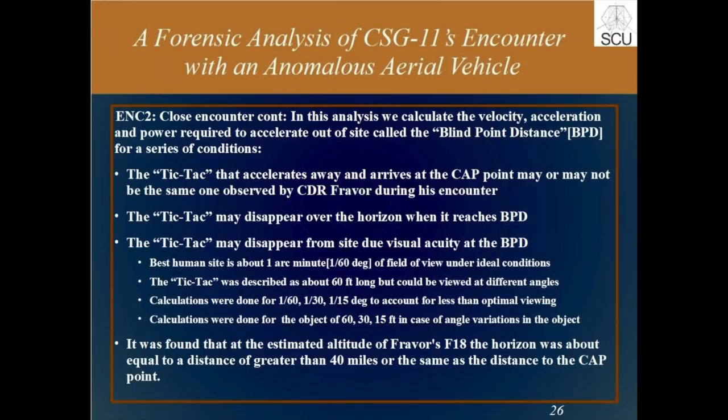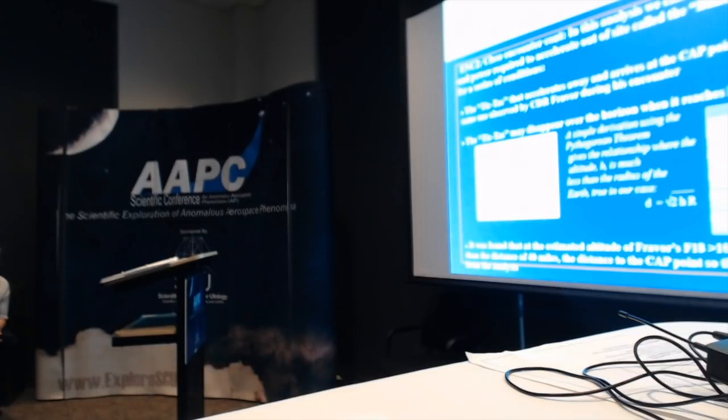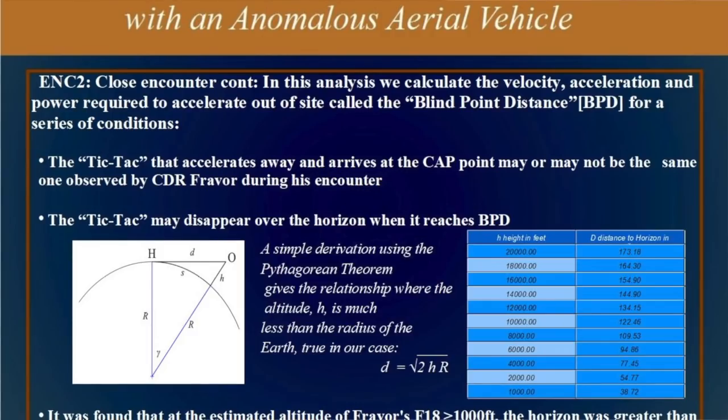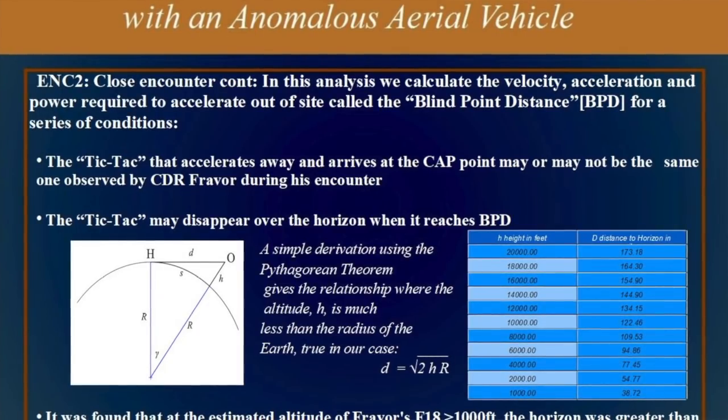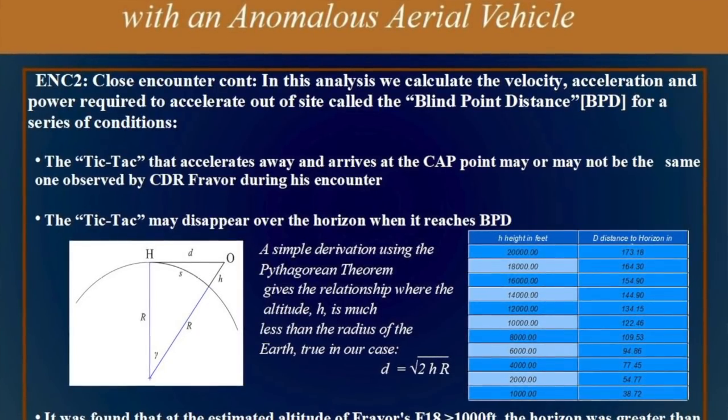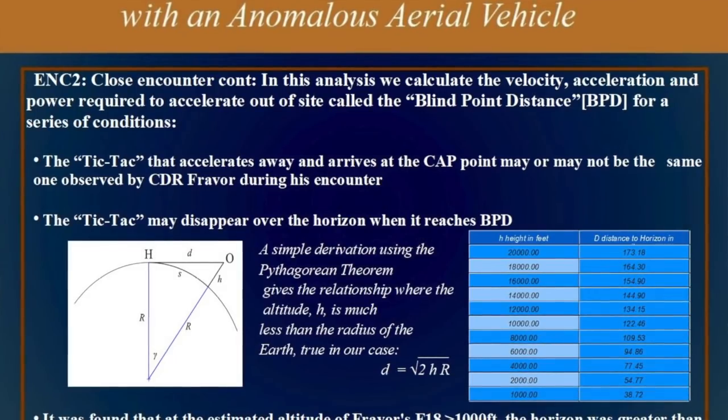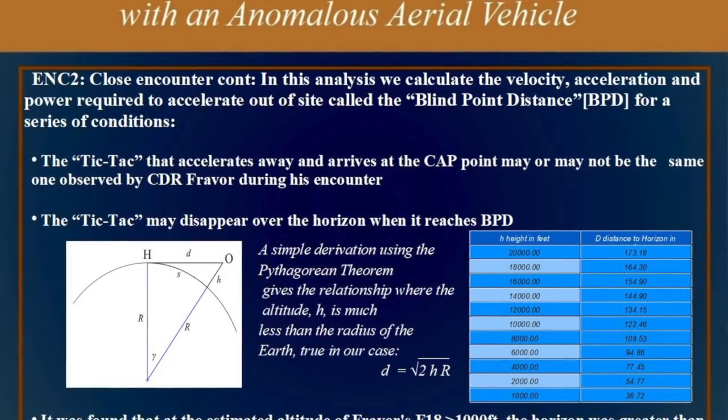Now we know that you can look this up on the internet, but you can calculate how far the horizon is based on the altitude. They weren't at sea level when this took place. He was descending, and the tic-tac was rising, and we know it was at least 3,000 or 4,000 feet. And what the CAP point is, I'm saying 40 miles, it could have been 60 miles.